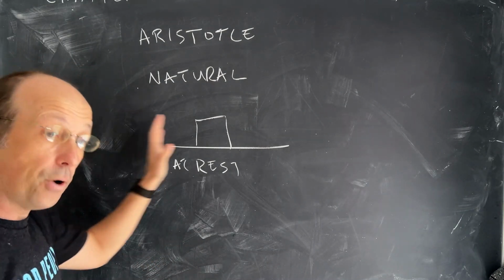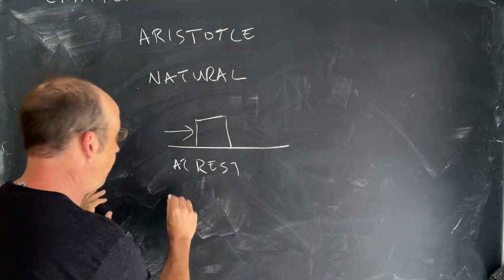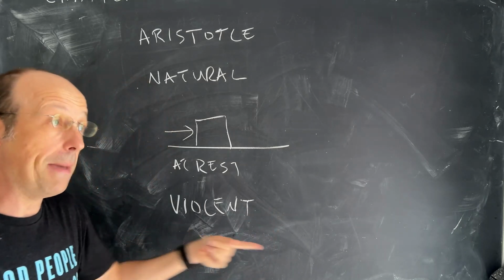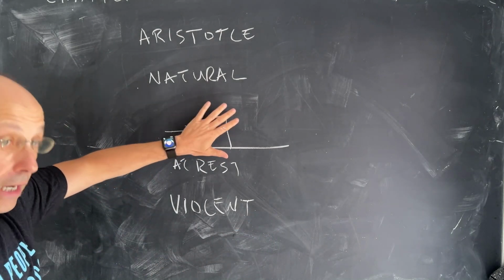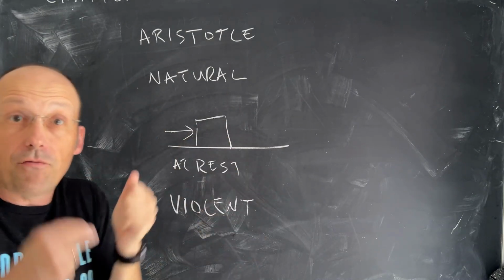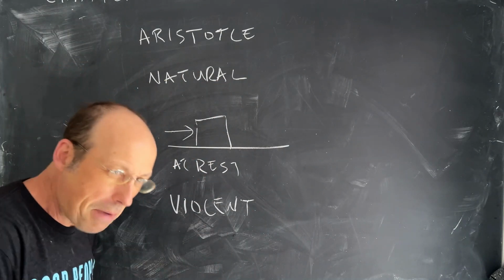If I push on it, if I exert a force, if I interact with it, then that's a violent motion. That means I'm going to make it do what it doesn't want to do. So I'm going to take it away from its natural rest, natural motion, which is at rest, and it will move. And when I stop being violent to that object, it stops. And that just makes sense, right?